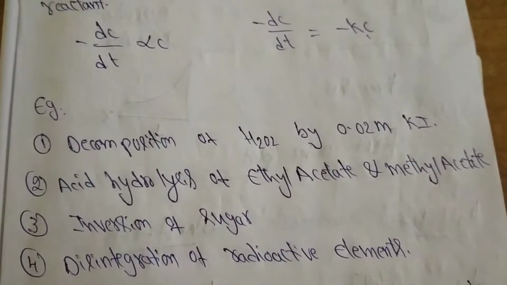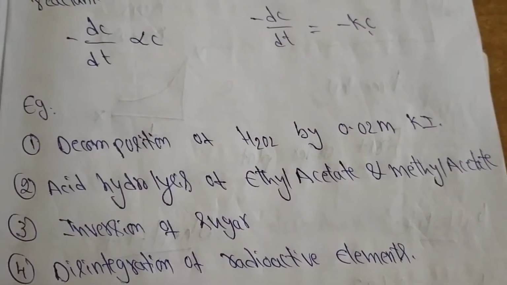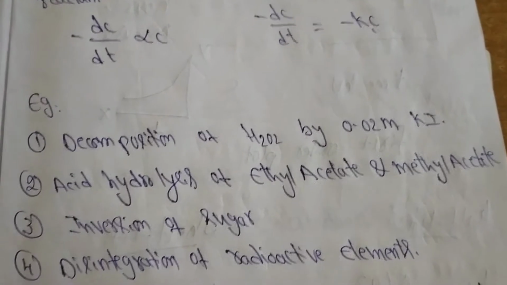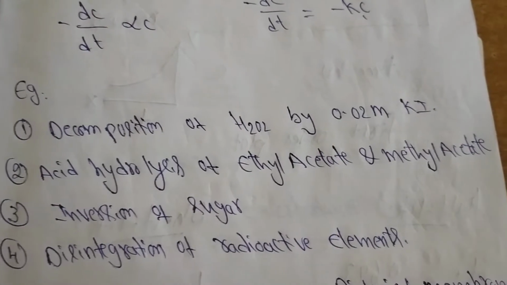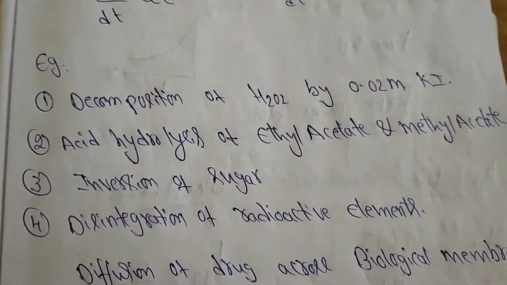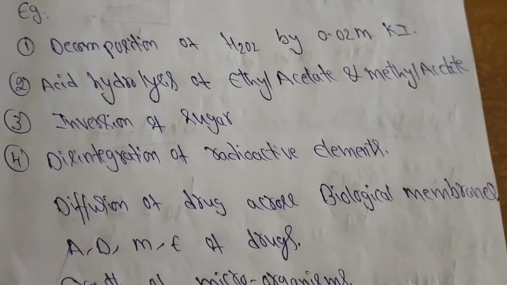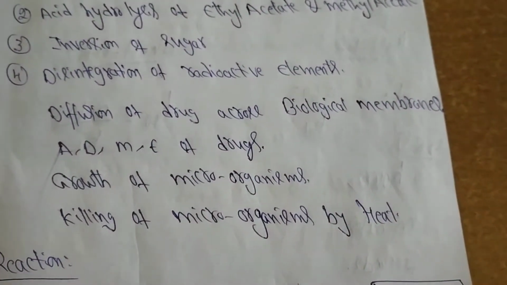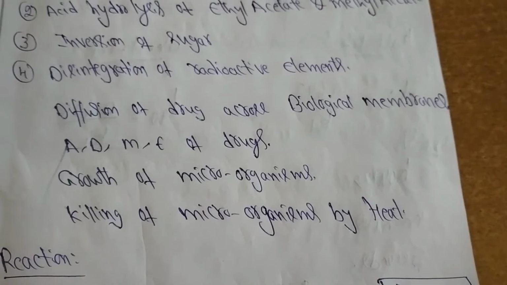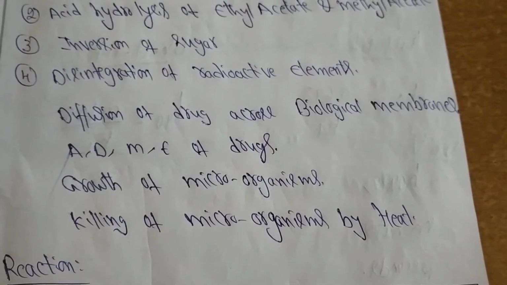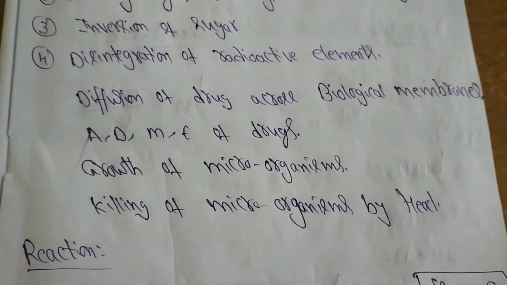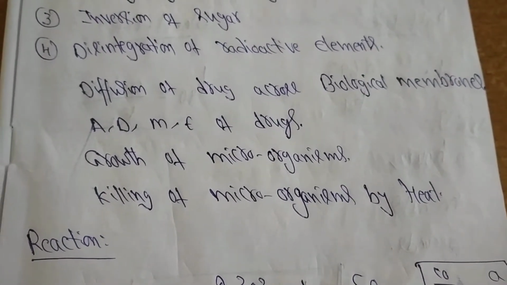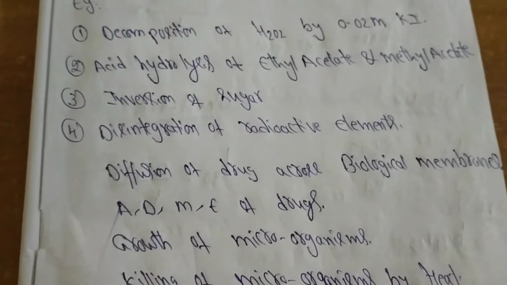Examples: decomposition of hydrogen peroxide by 0.02 molar potassium iodide, acid hydrolysis of ethyl acetate and methyl acetate, inversion of sugar, disintegration of radioactive elements, diffusion of drug across biological membranes, pharmacokinetics of drugs, which includes absorption, distribution, metabolism and excretion. Next, growth of microorganisms and killing of microorganisms by heat. These follow the first order rate process.